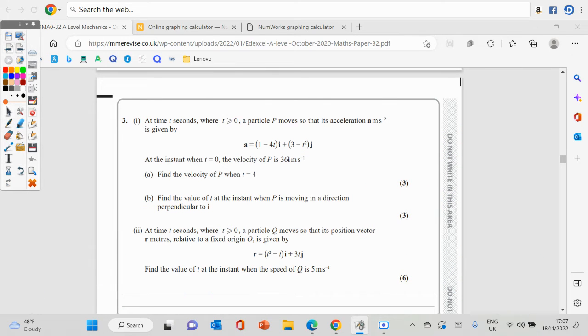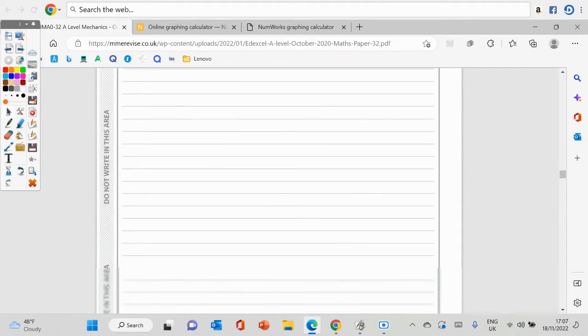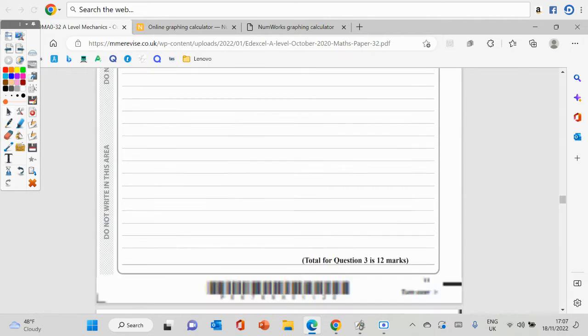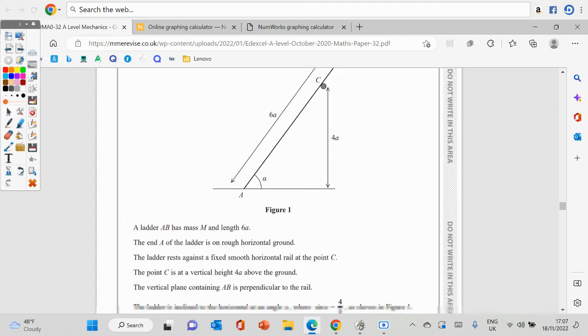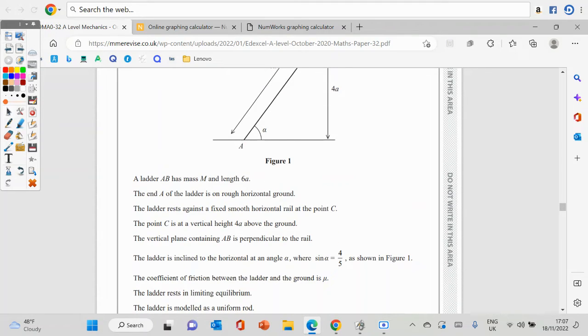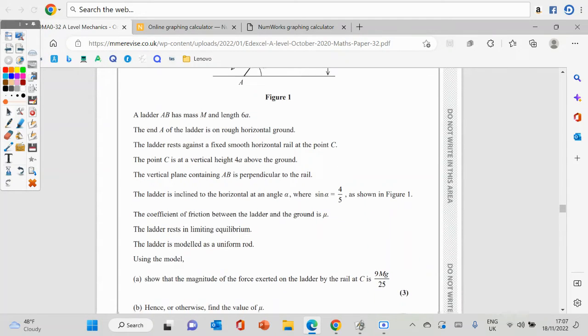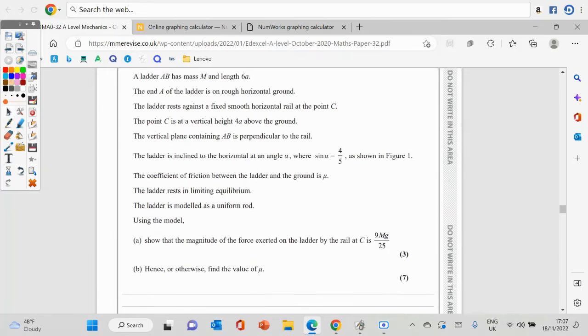What's next, people? What's next? Question number 4. Scroll down to question 4. Oh, it's a moments question. Right, we've got a ladder AB. It has mass M and length 6a. The end A of the ladder is on rough horizontal ground. The ladder rests against a fixed smooth horizontal rail at point C. The point C is at a vertical height 4a above the ground.